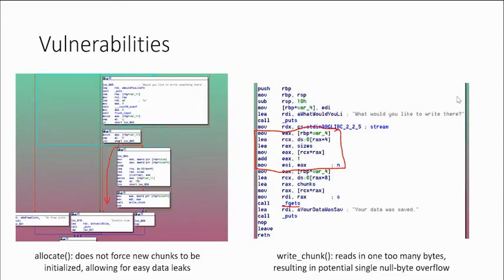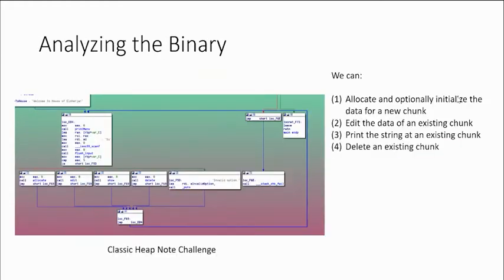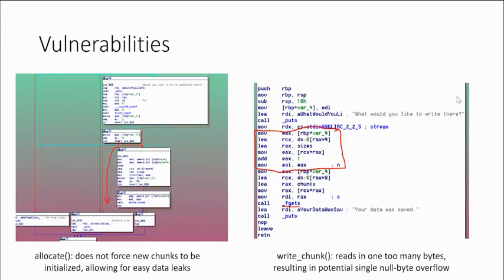So the problems with this binary, which has everything else implemented correctly, like during the delete, we properly zero out and clear the reference to the pointer in memory so it can't be used after free. So we don't have those kinds of problems, but we do have a couple of vulnerabilities here.